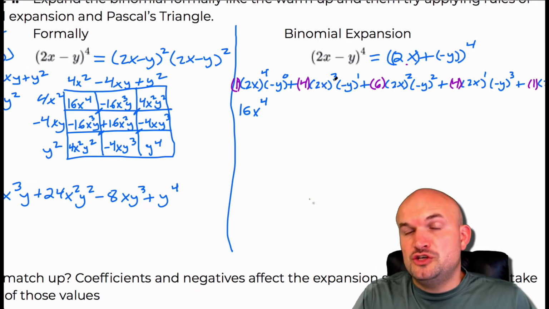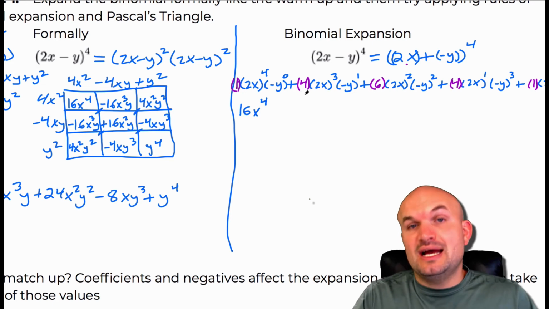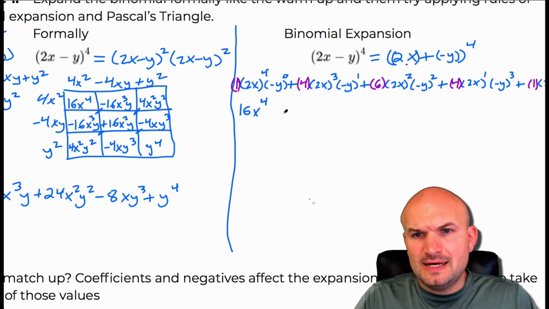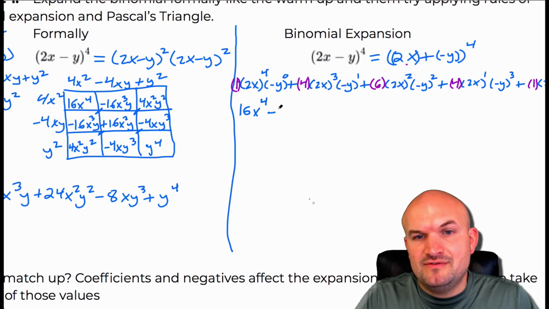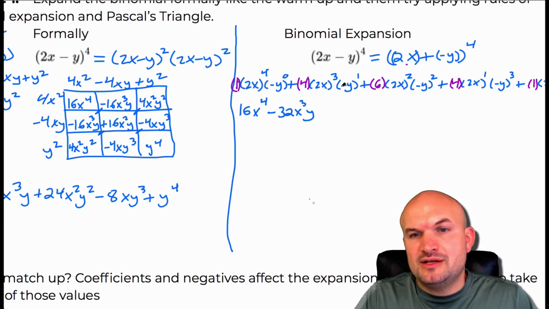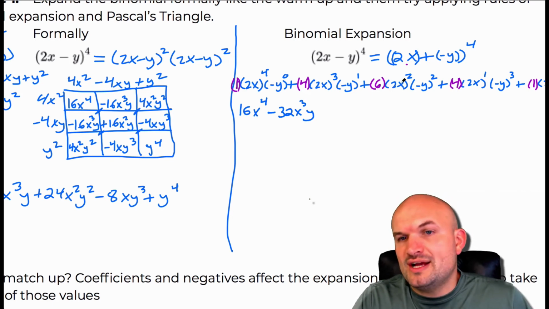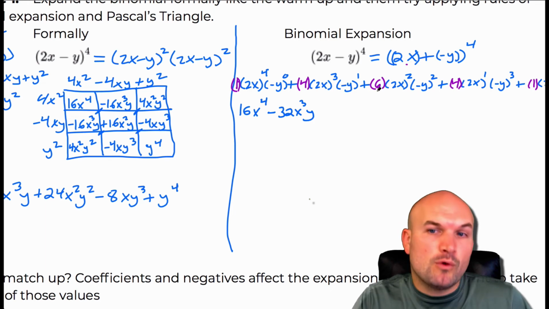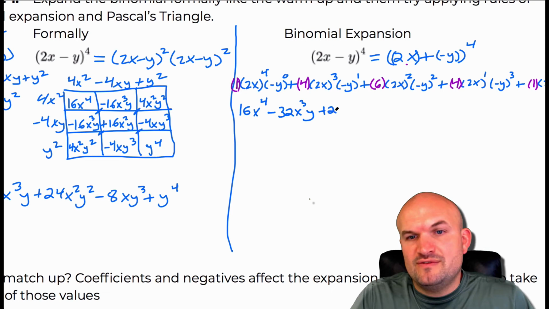So here I have 2x cubed, so that's going to be 8x cubed. And then 8x cubed times 4 is going to be 32x cubed. 32x cubed, and then times the negative y is now a negative 32x cubed y, right? Because you're multiplying a negative times the positive 32, so it's now a negative. Here I have 2x squared, which is 4x squared. 4x squared times 6 is going to be 24x squared. So that's going to be a positive 24x squared.